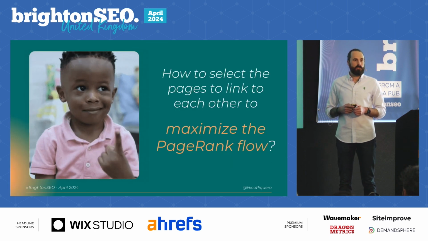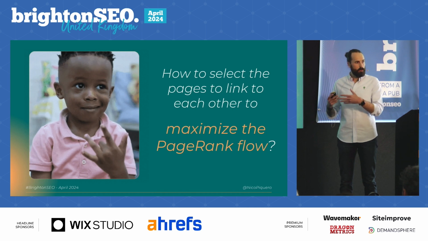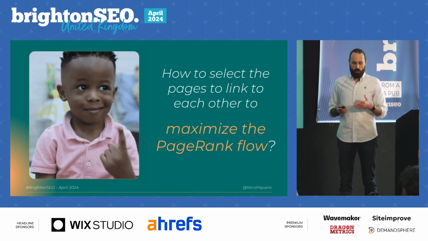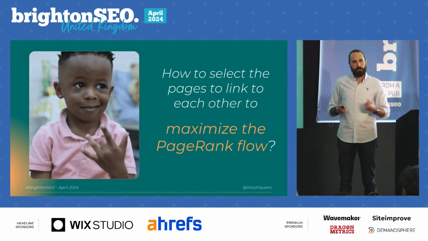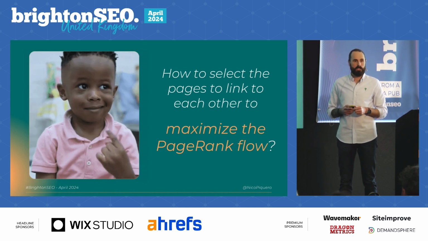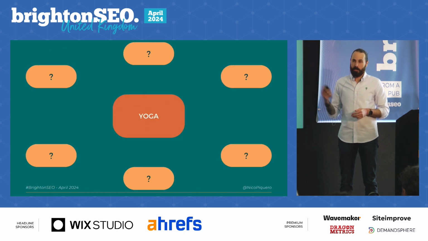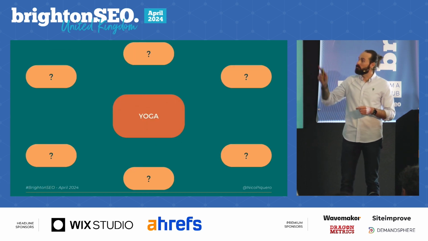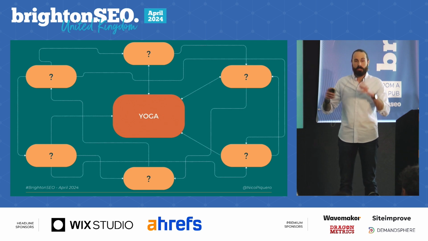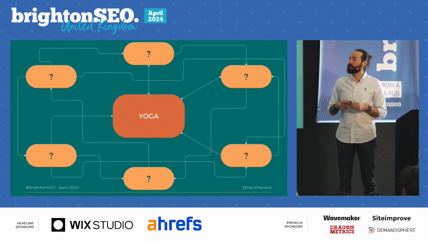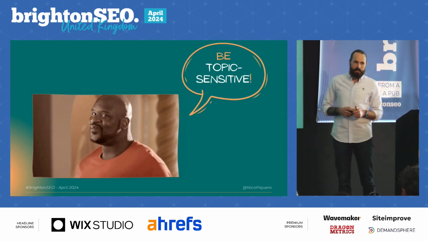The second question would be how to select the pages to link to each other in order to maximize the PageRank flow. We've said that the topic cluster is an SEO strategy that aims to improve search engine visibility. So obviously, the PageRank is involved in there. So same here, yoga, some related pages around it. And we know that we need to set up the internal linking, but how do we do that? Let's be topic sensitive.